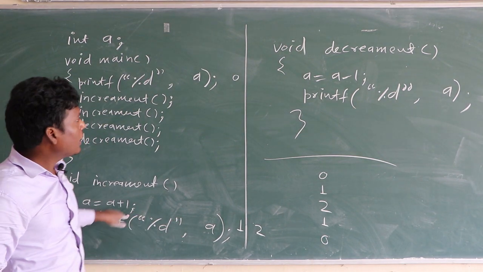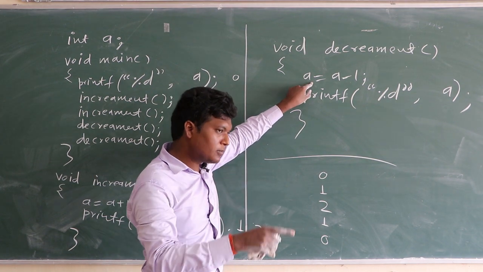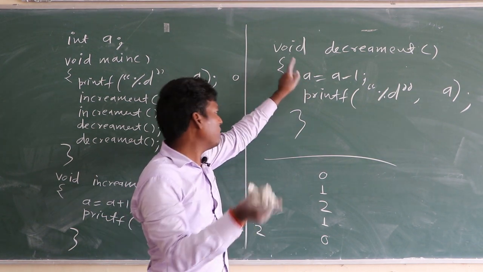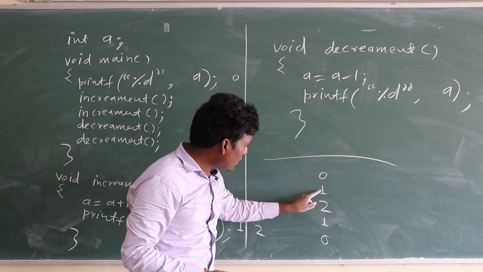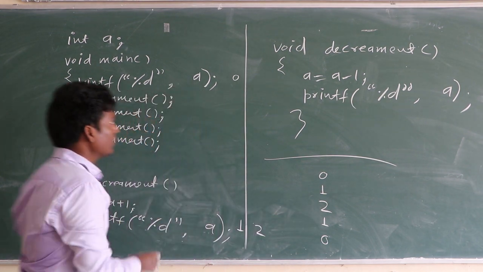Here it is 0, by default the value is 0. Here it is 0, here it is incremented to 1, again incremented to 2, decremented, then the value becomes 1, again decremented, the value becomes 0. So the output is 0, 1, 2, 1, 0.